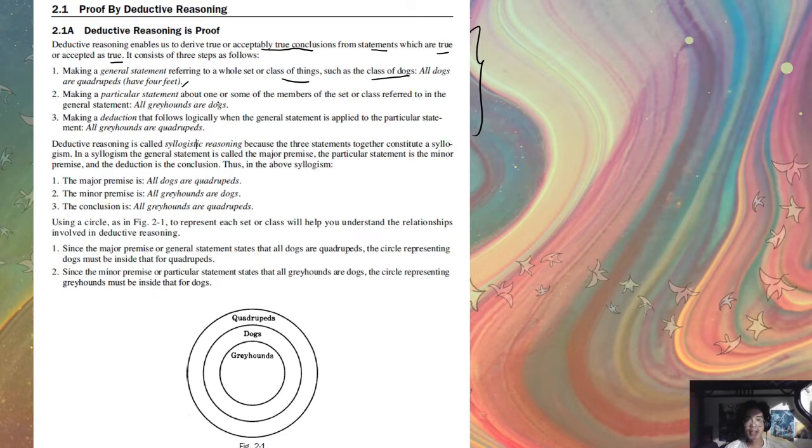Making a particular statement about one or some of the members of the set or class referred to in the general statement. All greyhounds are dogs. So that's one valid conclusion. Making a deduction that follows logically when the general statement is applied to the particular statement. All greyhounds are quadrupeds. So we have this property, so we call that the transitive. Okay, so that's a transitive property of logic. Okay, transitive property of equality, and so it also applies in logic.